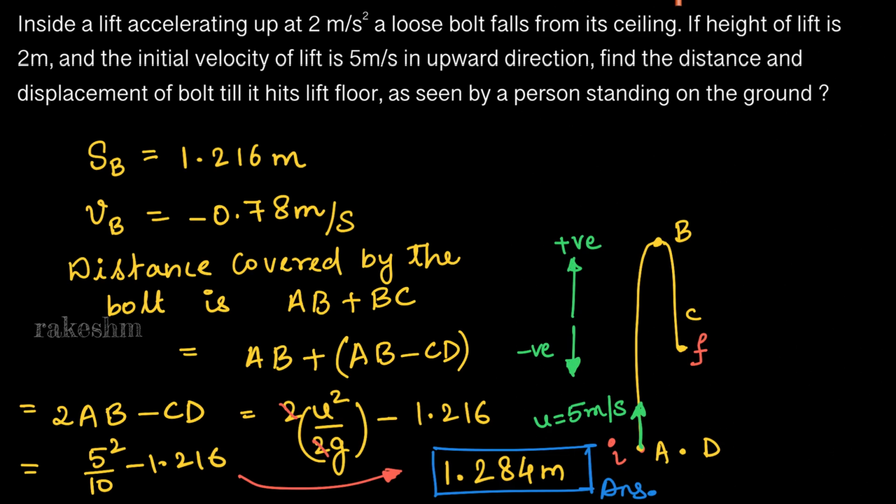Let us have a look at the schematic once again. So the total distance is, the bolt is going up and coming down. So this total path length from here to here will be the total distance covered by the bolt.